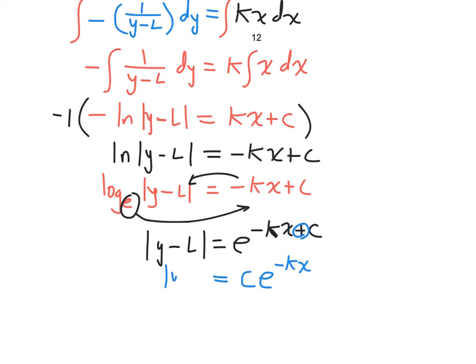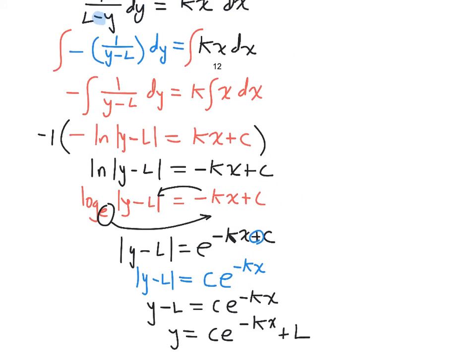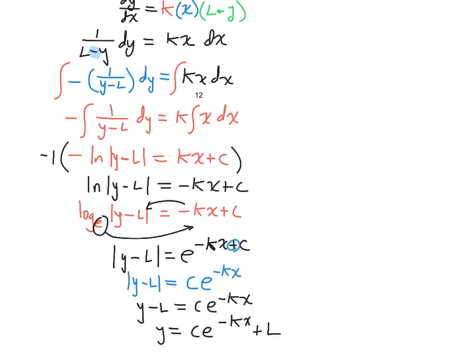All right, so we still have the y minus L. Now that y minus L in the absolute value is really plus or minus y minus L. The plus or minus will get absorbed by the c. So y minus L would be equal to c e to the negative kx, making, at long last, y equal c e to the negative kx plus L. All right, so that was a lengthy one, but not too terrible.